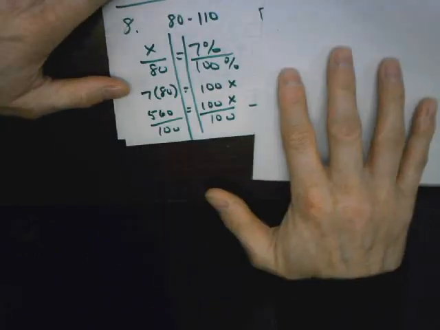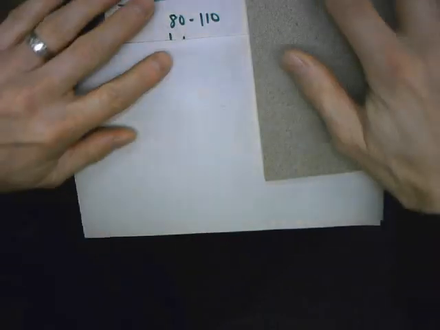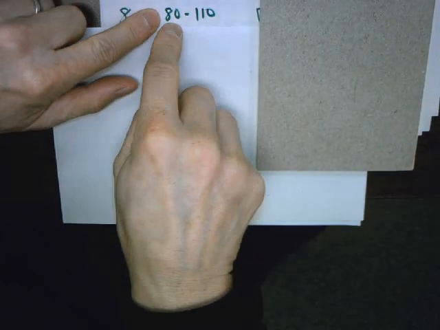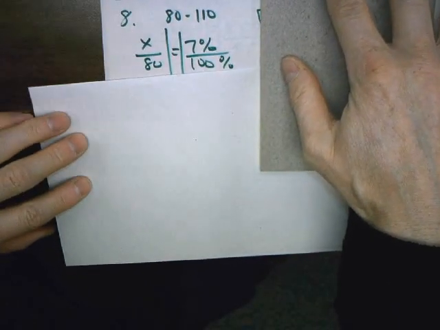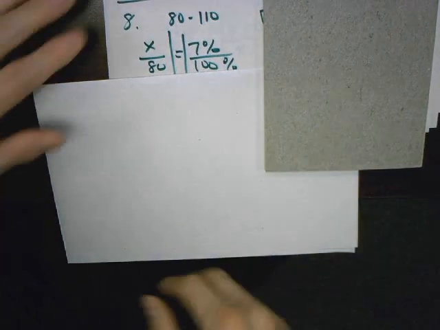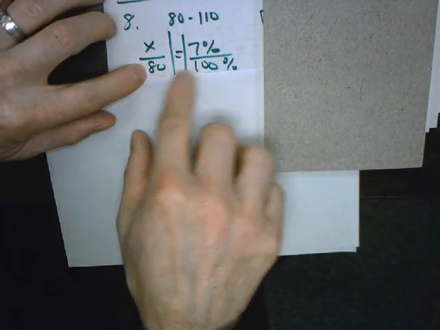All right, problem number 8. Number 8 says, if each person uses 80 to 110 gallons and 7% is used for brushing teeth, washing faces, washing hands, find the range for those activities for 3 people. Okay, so what we have to do first of all is we're going to have to find 7% of 80 gallons, because that's our low end of the range, right?